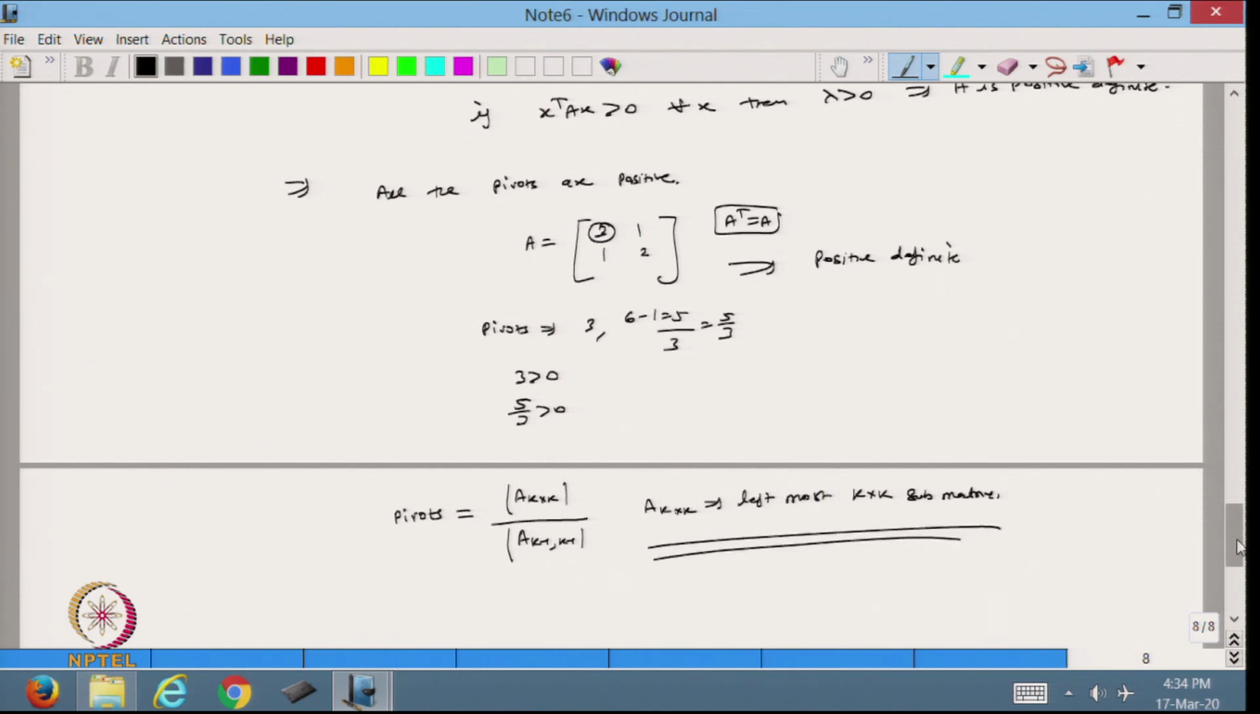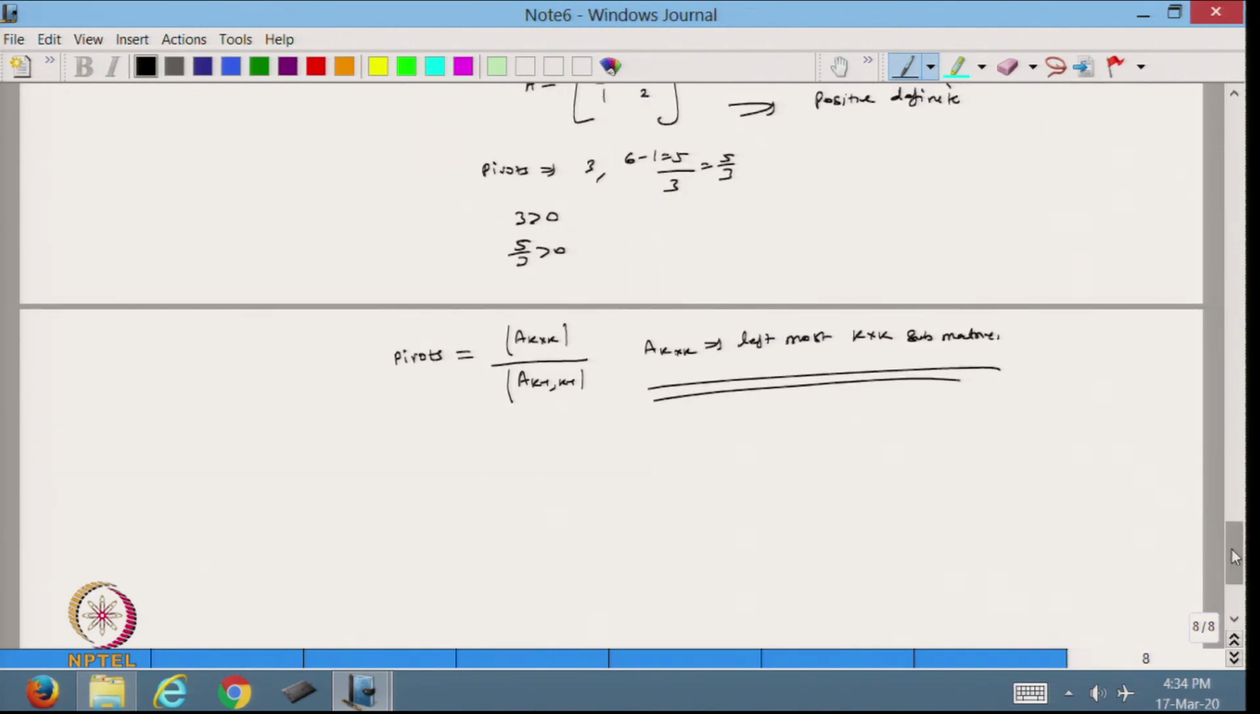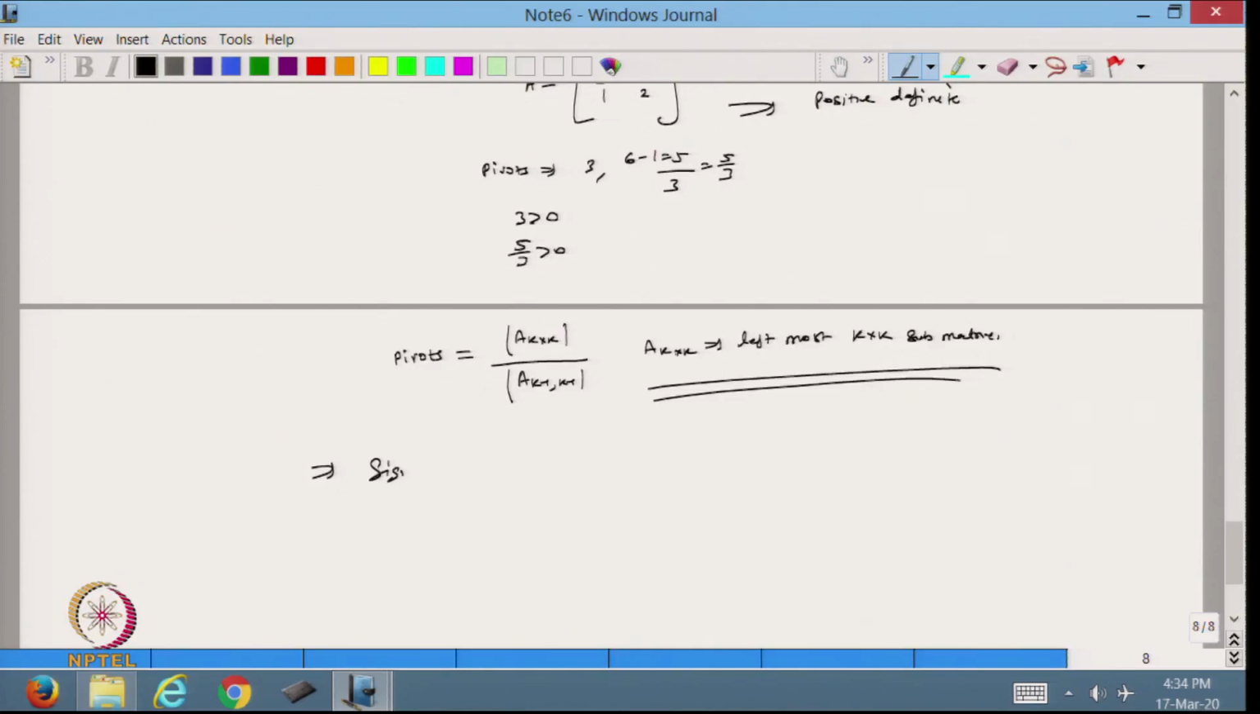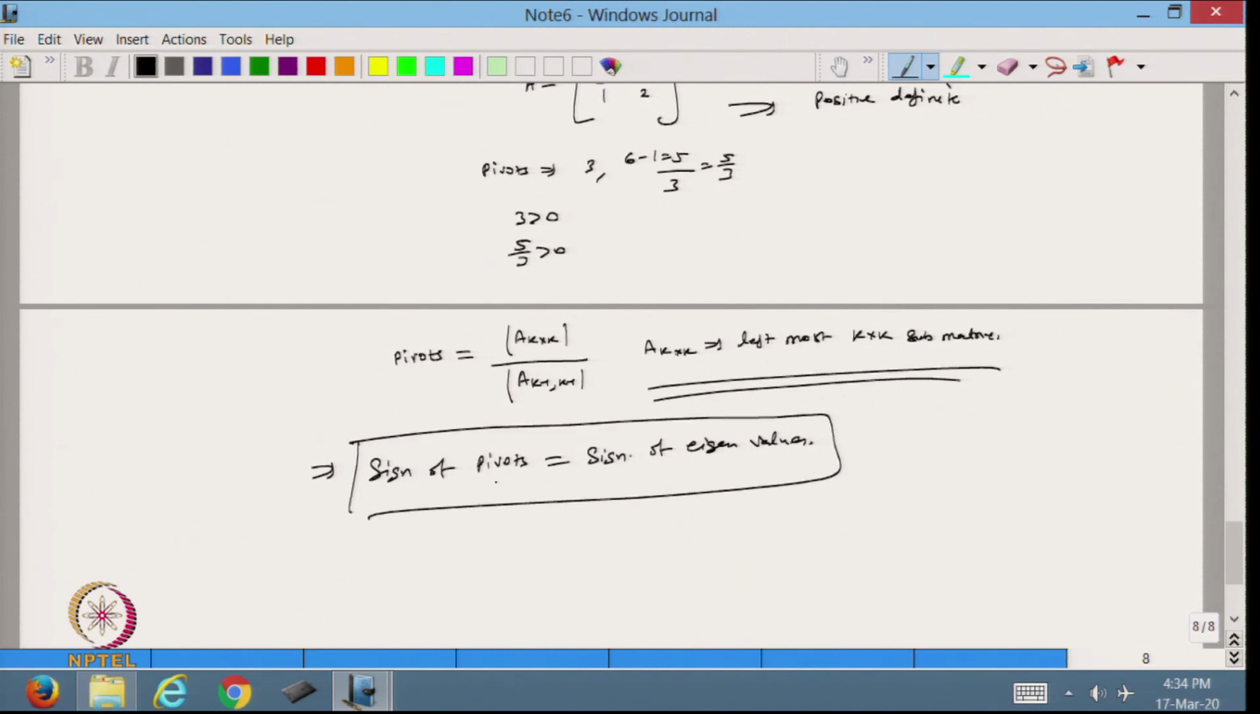Based on the elements of the pivots, because it is very easy to reduce this matrix by Gauss elimination type and then we can find the pivots, based on the sign of the pivots, I can say whether my matrix is positive definite or not. So, the sign of pivots is the same as the sign of eigenvalues. So, based on the sign of the pivots, I can find out whether the matrix is positive definite, negative definite, or mixed type. So, that is all about the positive definite matrix.